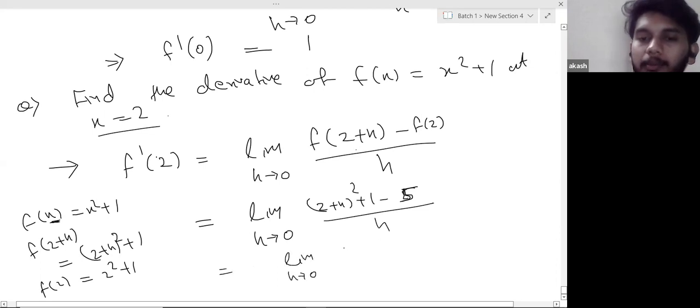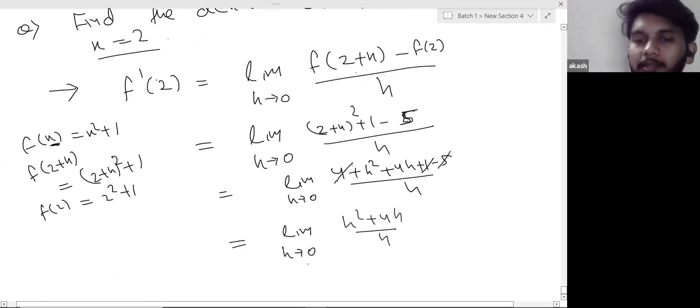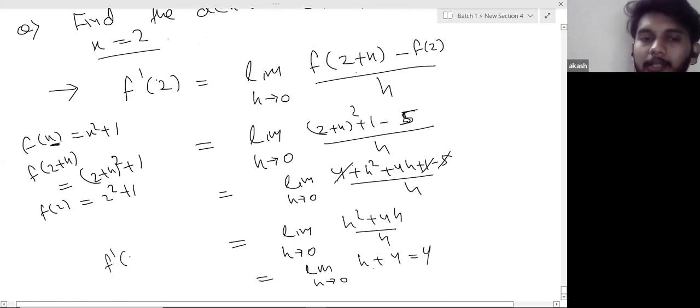Limit h tending to 0, this is 4 plus h square plus 4h plus 1 minus 5 upon h. So this minus 5, 1 and 4 is cancelled. What we have is limit h tending to 0 of h square plus 4h by h. So h is cancelled. What we get is limit h tending to 0 of h plus 4. Put the value of h as 0. The answer is 4. So f dash 2 will be 4.